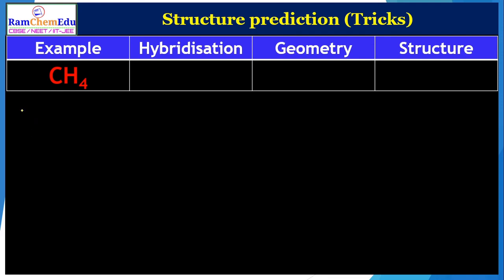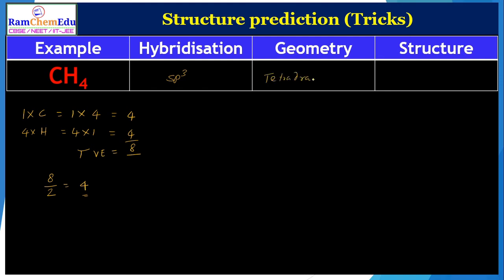Methane, as usual: we have 1 carbon atom and 4 hydrogen atoms. So 1 into 4, since the valence electron of carbon is 4, and for hydrogen it is 1. So this is equal to 4, and this is also equal to 4. The total valence electron is 8. Whenever we get 8 total valence electrons, we have to divide it by 2. So the result will be 4. Whenever we get 4, the hybridization is sp3, right? sp3 means it is tetrahedral geometry.